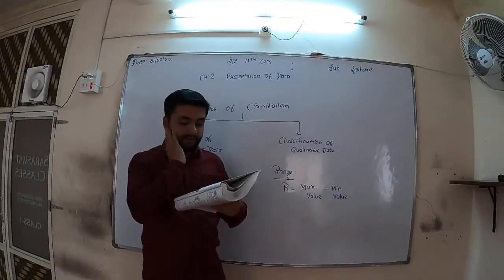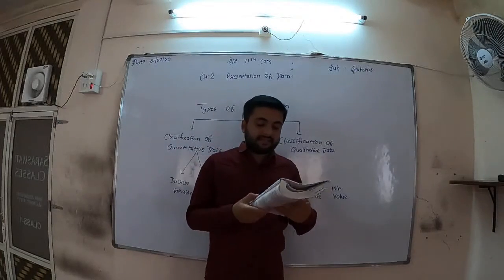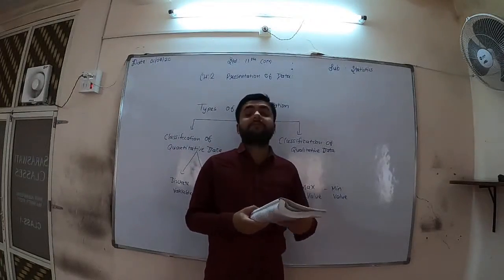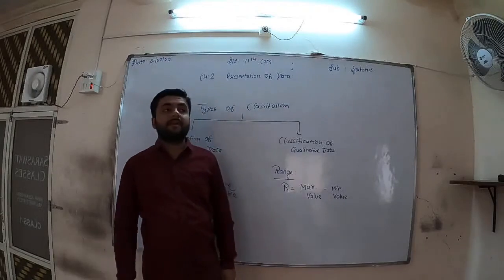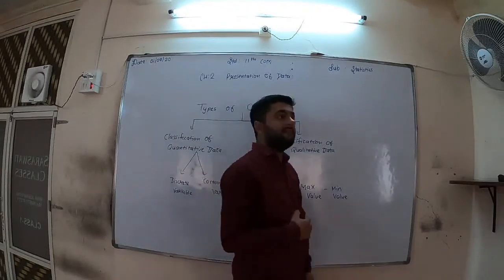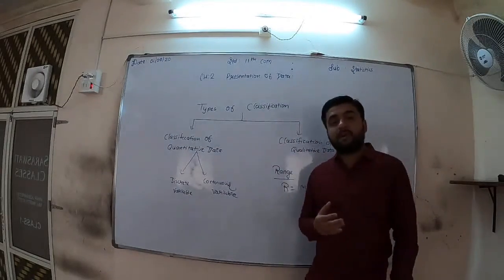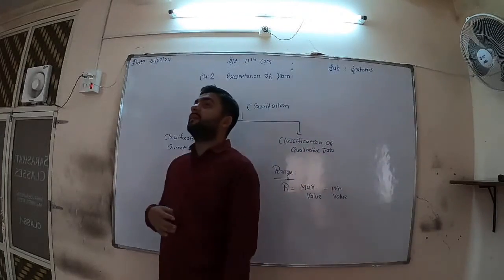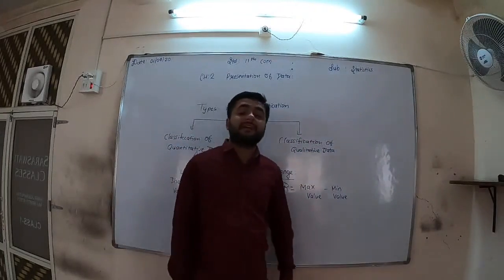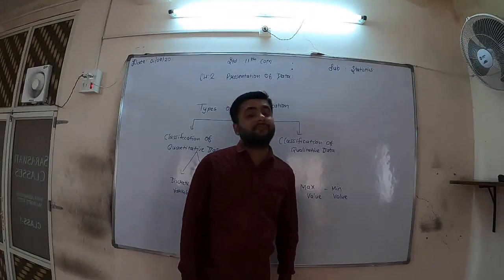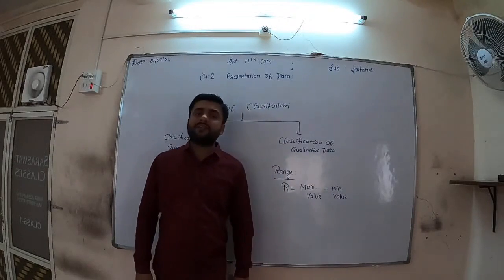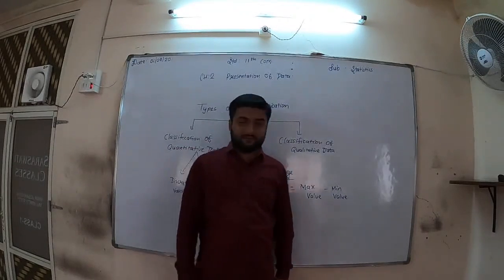Generally, depending on the raw data, the number of classes is decided between 6 and 15. Please underline that. According to the data given, friends, you can make a minimum of 6 and a maximum of 15 classes. There is no fixed rule, but this is an advisable rule.